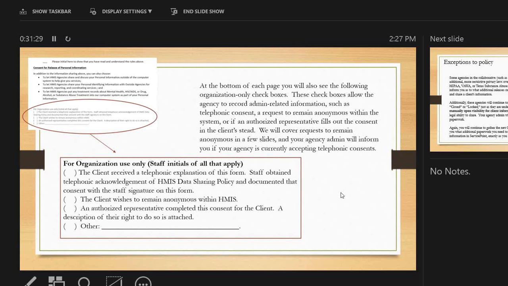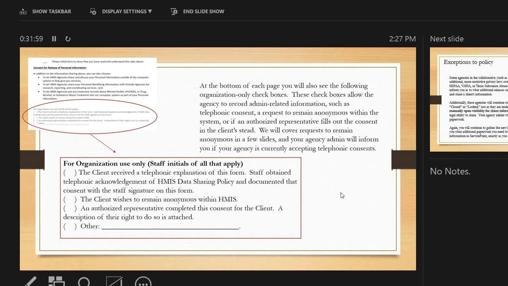So the three situations we have listed here: the client received a telephonic explanation of this form, staff obtained telephonic acknowledgement of HMIS data sharing policy and documented that consent with staff signature on this form; client wishes to remain anonymous within HMIS; or an authorized representative completed this consent for the client, and a description of the right to do so is attached. So if any of these situations apply, please make sure you initial every single page to show that you've done your due diligence in documenting either the situation itself or the client's wishes.